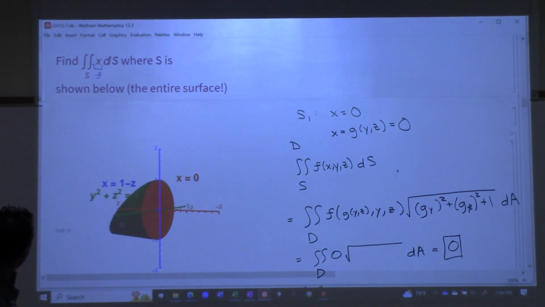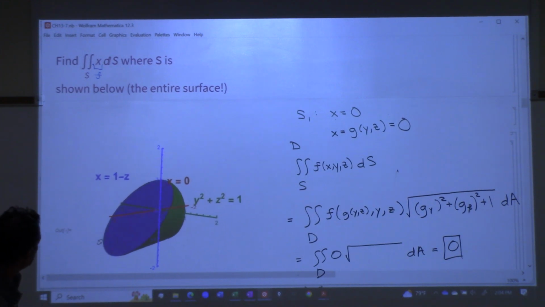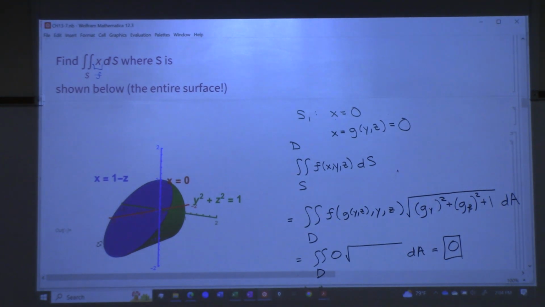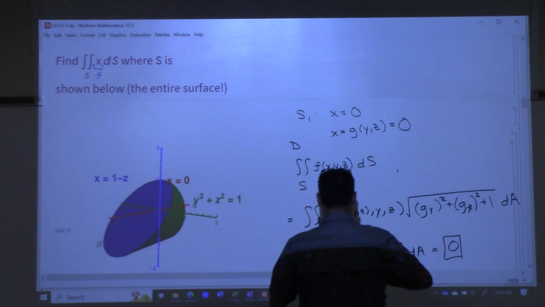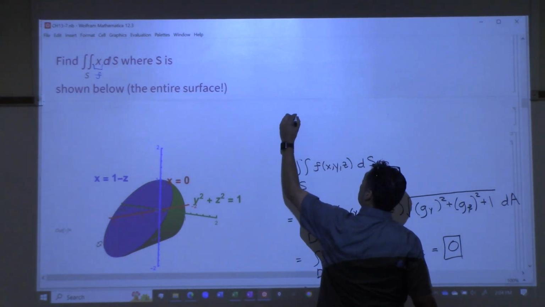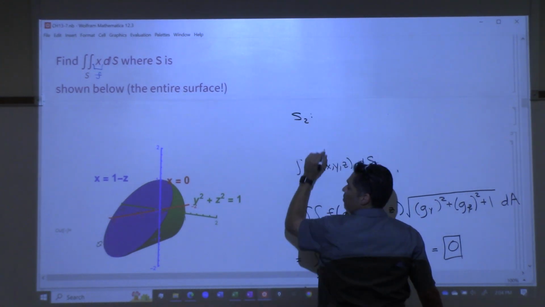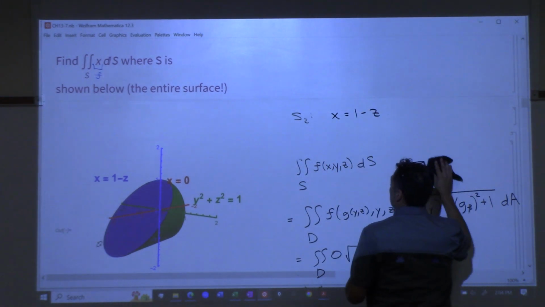So which one do y'all want to do for S2? I like the blue one for S2. Because it's also kind of a disky looking thing, isn't it? It's kind of disky, just tilted. So let's go with S2 here. For S2, we are looking at x equals 1 minus z, right?